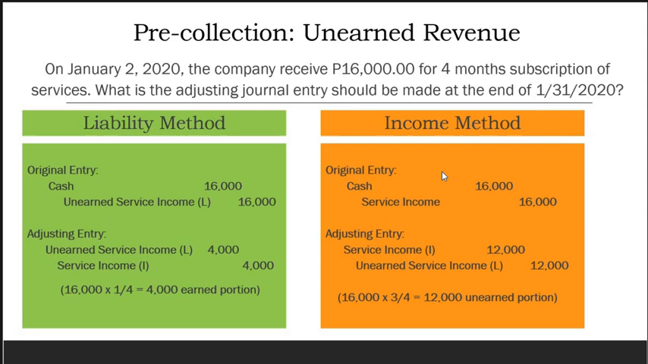Now, for the income method, it is called the income method because when it recognizes originally, it credits the income account. So, debit cash 16,000, credit service income 16,000. So when it makes the adjusting entry, what it looks for is the liability or the unearned portion. That is why here, we record service income debit 12,000, credit unearned service income of 12,000. So again, 12,000 represents the unearned portion of your pre-collection or your advanced collection.